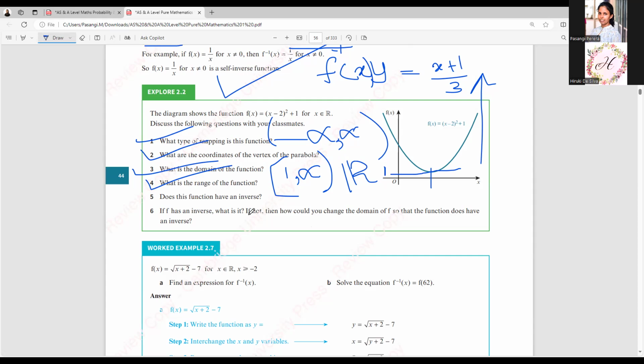If f has an inverse, or if f has no inverse, what is it? If not, then how could you change the domain of f so that the function does have an inverse? What do you think? To get an inverse function, how are we going to change the domain of this one?